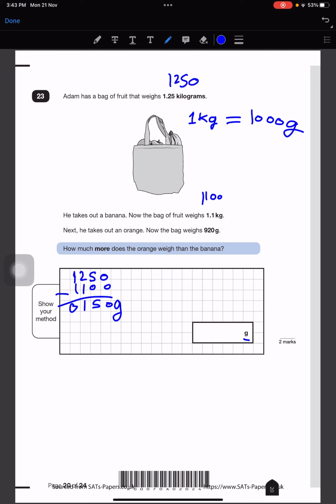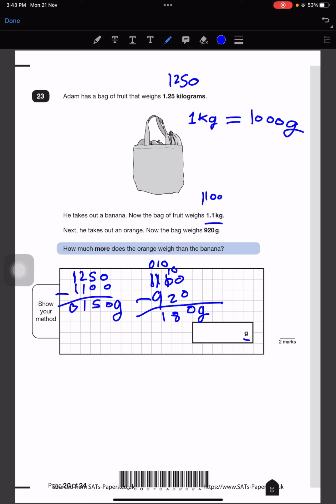Next, we're going to take out the orange. So what we're going to do is 1.1 kg, and we subtract that with 920. So subtract it. Whoops, wait, let me put it there. There we go, 0. And we need to borrow, so this will be a 0, this will be a 10, and then this will also be a 10. Okay, so 10 minus 2 is obviously going to be 8, and then this will be a 1. So 180 grams it is.